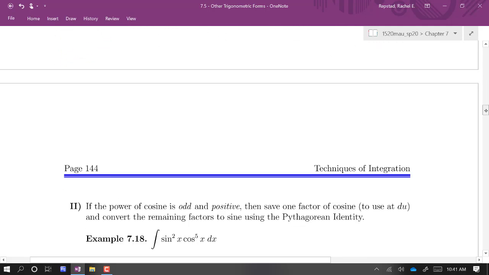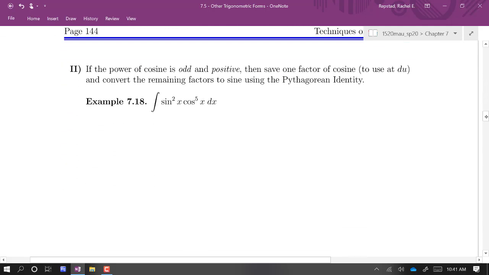Let's try another. Now if the power of cosine is odd and positive. So it's the same thing. I'm just looking to see if one of these factors is odd and positive. I'm going to save a factor of cosine this time, because that's the odd power that I have, and throw it at the end. The whole idea behind that is that that's going to be my du.